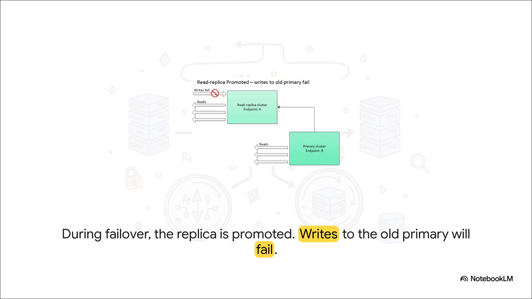So, let's play this out. What happens when your primary node fails? Well, ElastiCache immediately kicks in and starts promoting a replica to take its place. Now, there is a very brief window during this handoff where writes might fail, but the whole system is designed to recover in a flash.